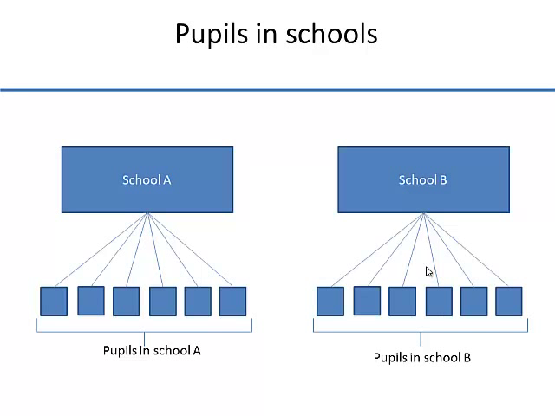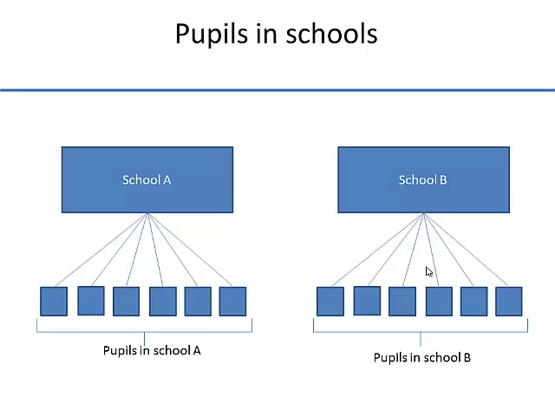In this diagram here, each small box represents a pupil, and the large box represents a school. So there's six pupils in school A and six pupils in school B. And because you have that sort of hierarchy, that's possibly why multi-level modelling is so popular within education research.